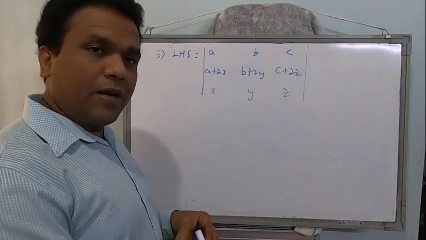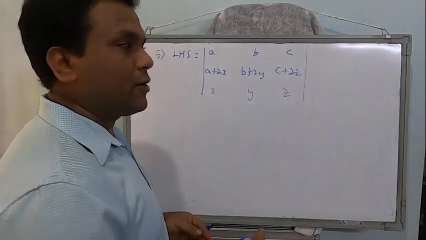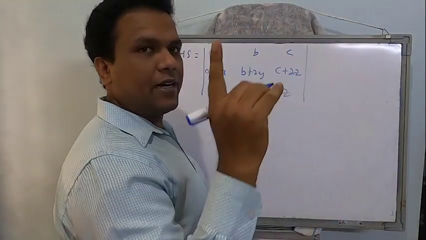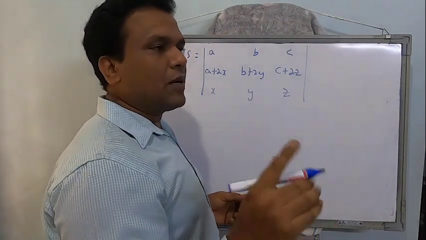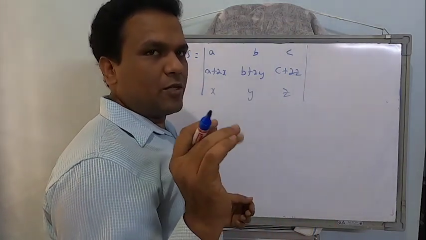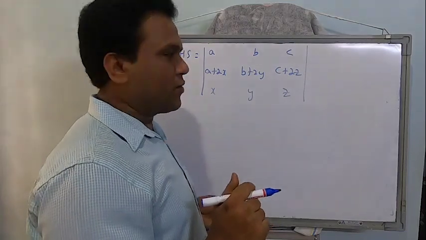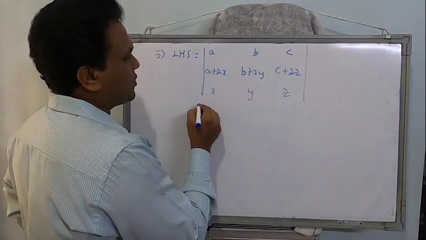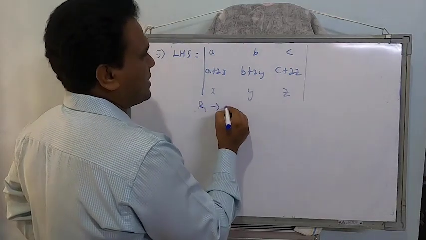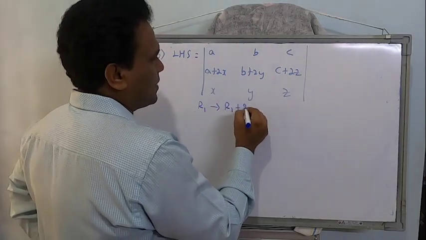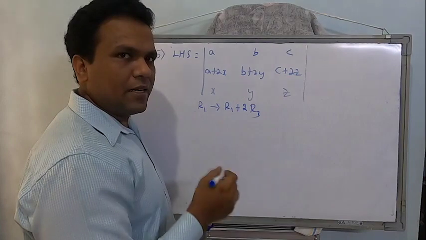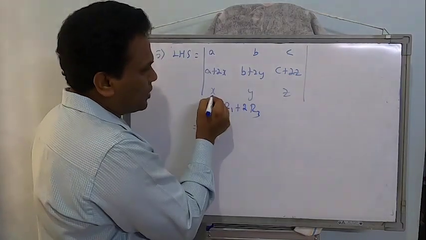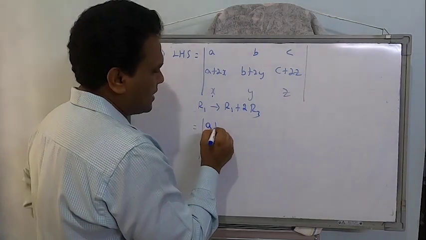Quite simple. In how many properties do we have the value of the determinant is 0? That should be either property number 1, 2 rows or 2 columns should be identical. The other one, 1 row or 1 column, all the elements should be 0. Any of the two properties we have to reduce. Correct? Okay. Now just look at my first row. I'm going to change my first row. R1 will be changed to R1 plus 2 times R3. Let's see what happens. R1 plus 2 times R3, so that becomes A plus 2x.